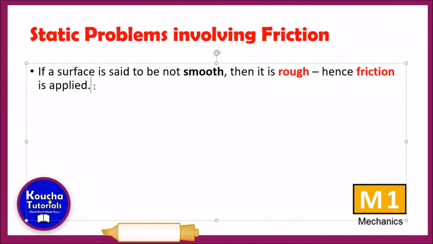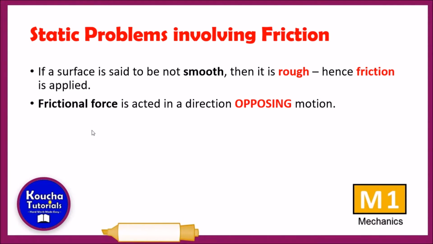Now we've dealt with smooth planes already, where there was no friction applied. So suppose we had a rough plane. If a surface is said to be not smooth, then it is rough, hence friction is applied. Literally this means that we're going to apply a frictional force, and it acts in a direction opposite to motion. So if we push it to the right, we're going to have friction pulling across it.